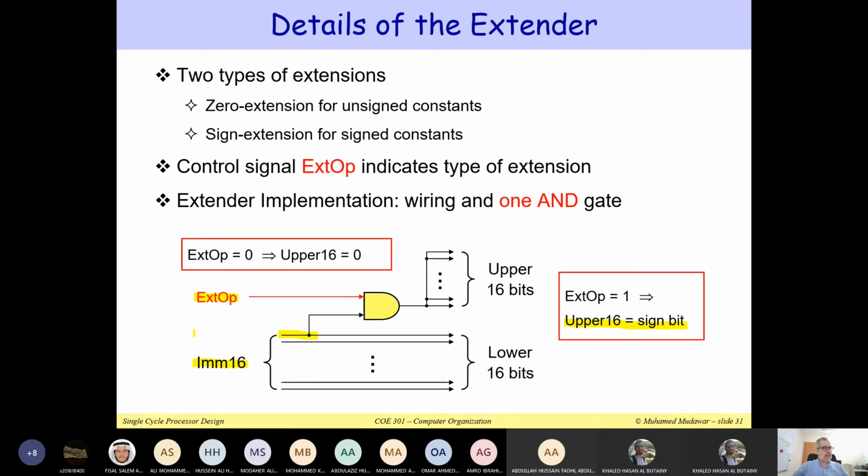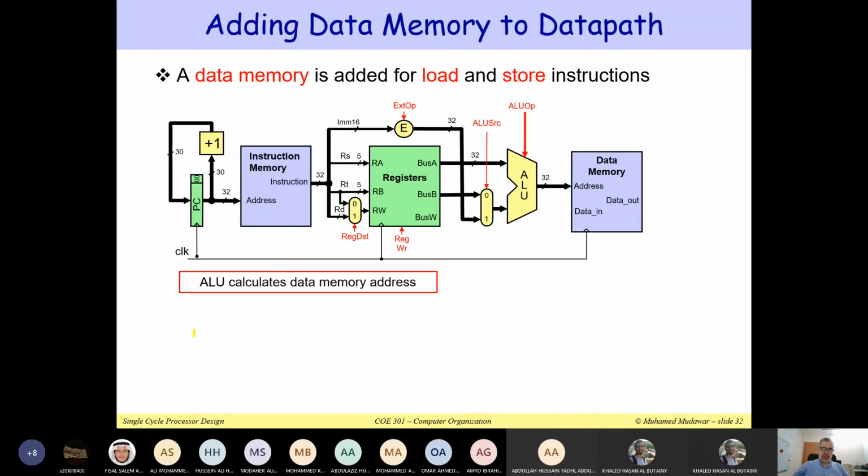Okay, so these are the details of the extender. This is how we extend the 16-bit immediate into 32 bits. Very simple, it's just one single AND gate that will produce the upper 16 bits. Okay, is this clear? Any question about this? Yes, Omar, you have a question? Oh, okay, it's clear. Right.